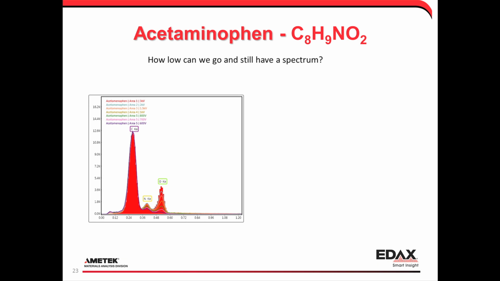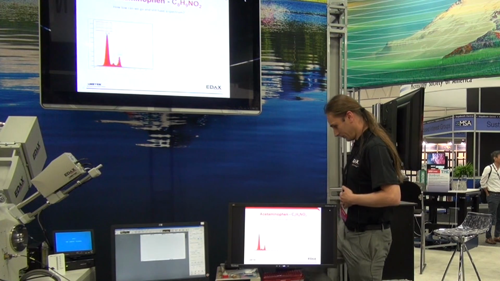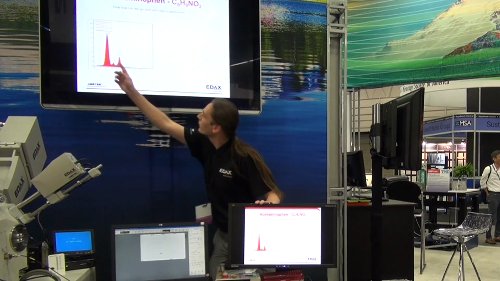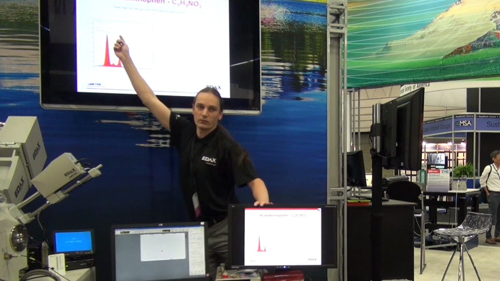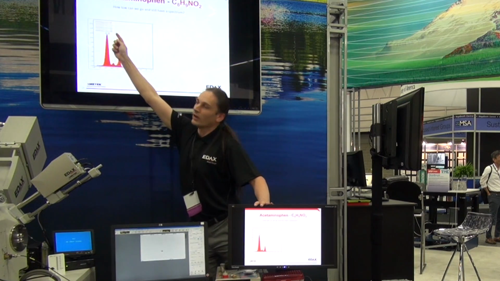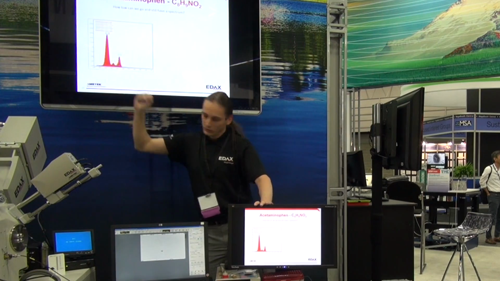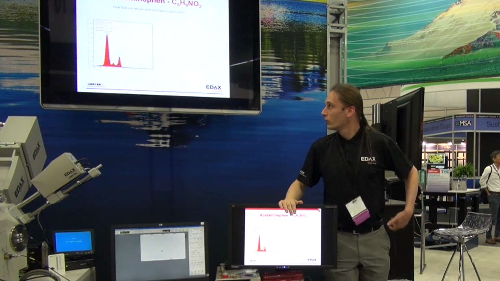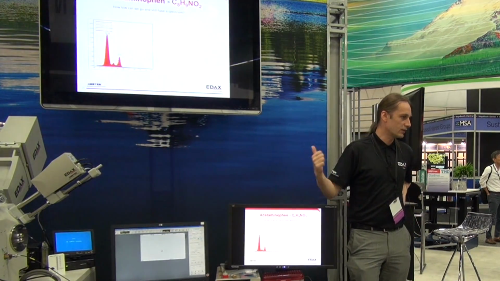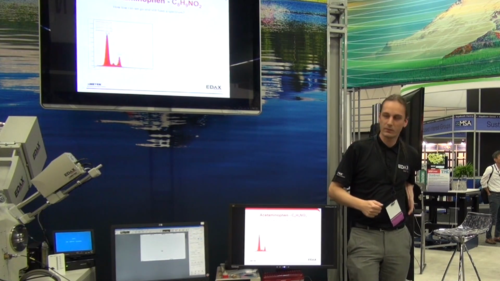These are acquired. The red one is at 3 kV. And I reduced the acceleration voltage. They are scaled to have same height on the carbon peak. And as we go down, we have 3 kV, 1.5 kV, 1 kV, 800 volts, 700 volts, 600 volts. So even at 600 volts, I'm still getting a signal from my acetaminophen that I can use for something.